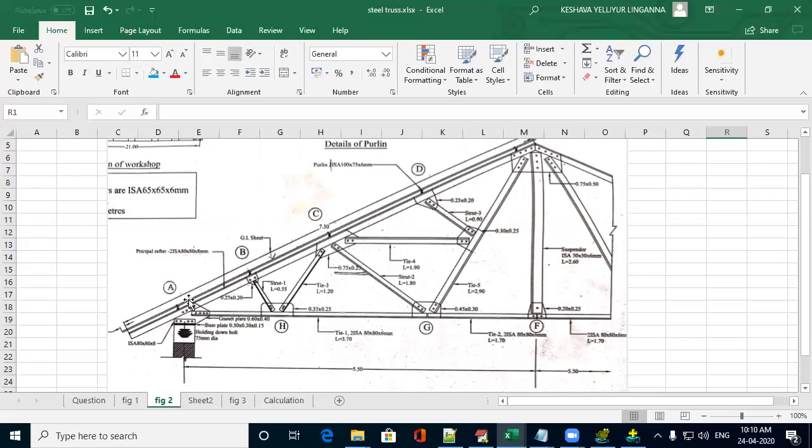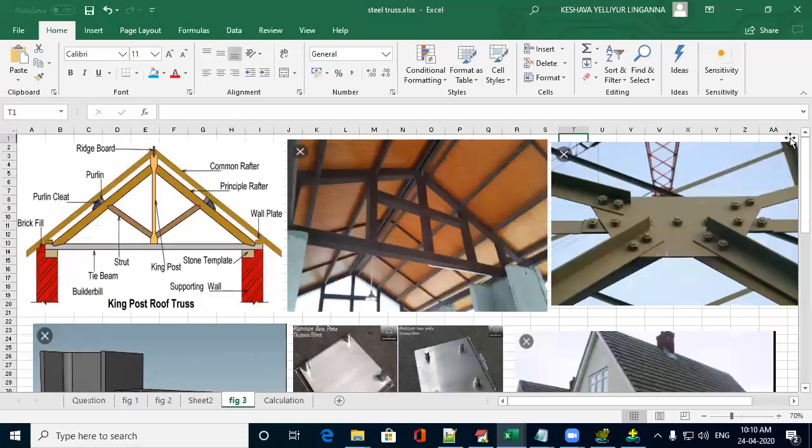See, this A gusset plate is of 0.6 by 0.4 and B is of 0.25 by 0.2. You have to see carefully. And C member is of 0.7 by 0.25, D is of 0.25 by 0.2, and similarly all are given. I'll show you how the gusset plate will be.